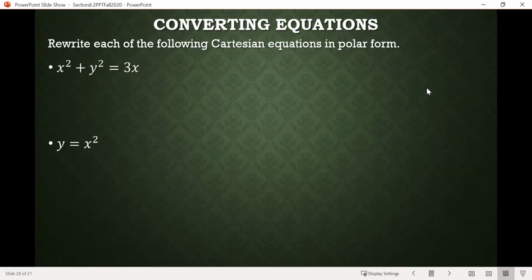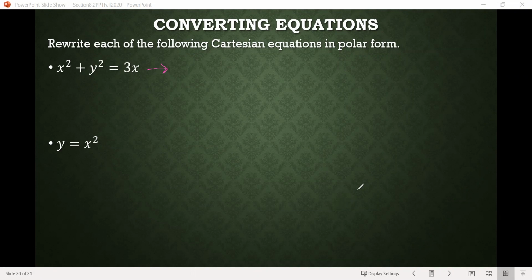All right, so we're going to start by rewriting these Cartesian equations in polar form. So that means we need to go from using the variables x and y to using the variables r and theta. So we're going to start with the first one up there, x squared plus y squared equals 3x. And again, we need to take this from x's and y's to just r's and thetas.